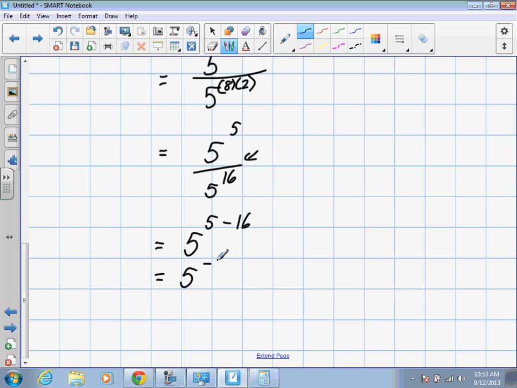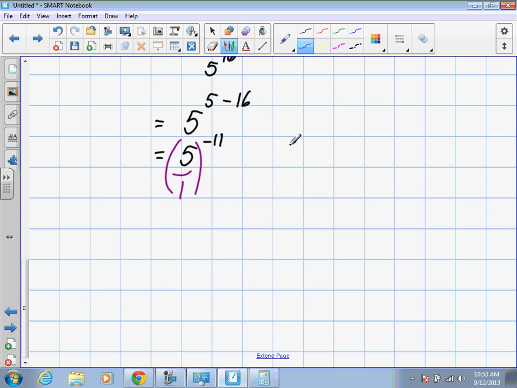But it's a negative exponent. I need to make this a positive exponent. So we talked about this. I'm going to turn it into a fraction. And to make this a positive exponent, I'm going to invert that fraction. So this becomes 1 over 5. And now our exponent of -11 can be written as a positive exponent of 11.